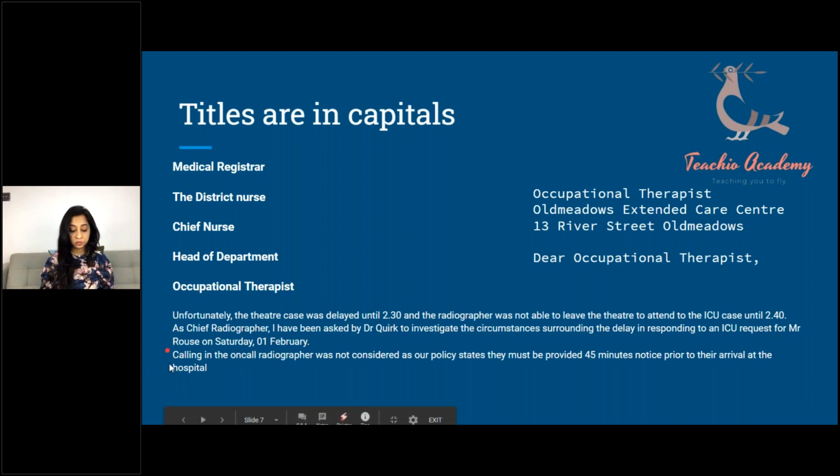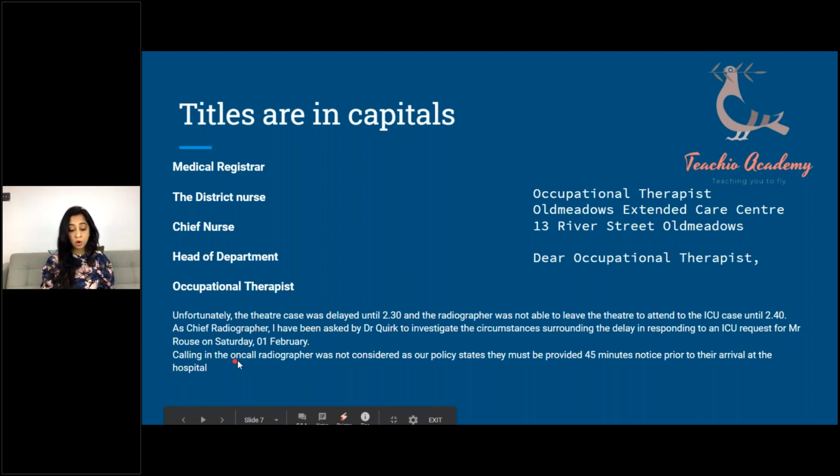Calling in the on-call radiographer. So this is also a new sentence, so the C is capital. Calling in the on-call radiographer. So this is also a job that they're doing. It's not a title. So you become an on-call radiographer for a day, but it's not your title. You don't remain the on-call radiographer throughout your life, but you can remain a head of department throughout your life. So that's why this again is not in capital letters.